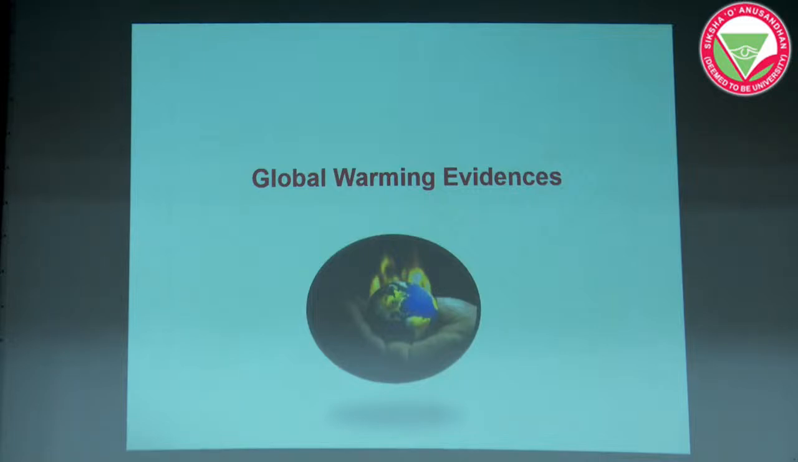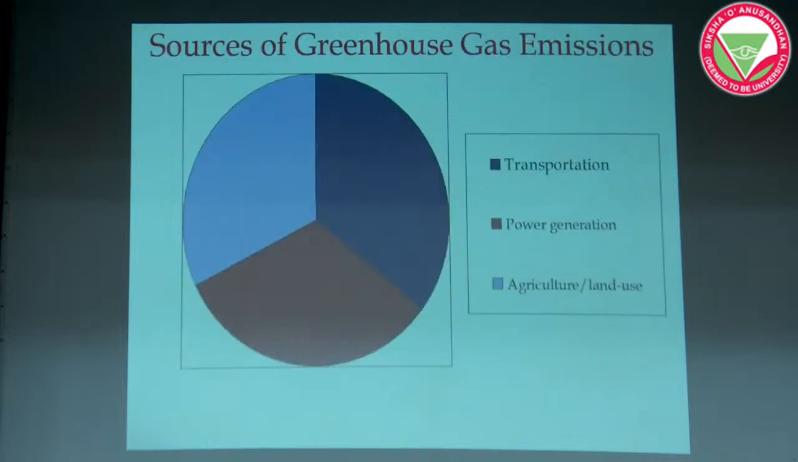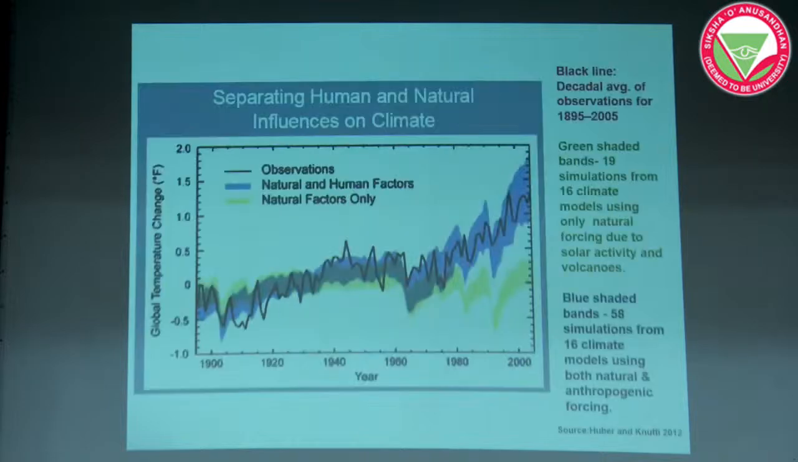Global warming evidence, I should not go into because it was already told to you by previous speakers. I only make you remember that the sources of greenhouse gases are energy, the energy that we use for power generation and transportation, and agriculture and land use. Land use, land cover also make a contribution towards global warming, like release of methane and so on. And if we see the distribution of the greenhouse gases, as already told, carbon dioxide is the maximum, followed by the other gases.